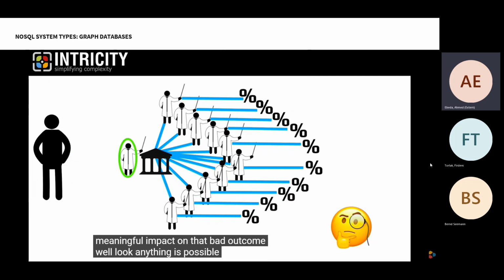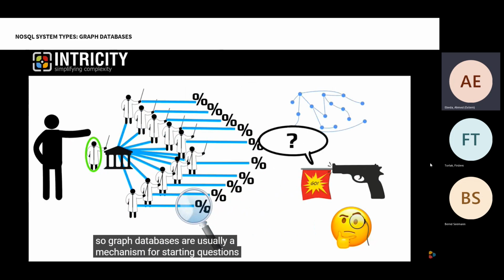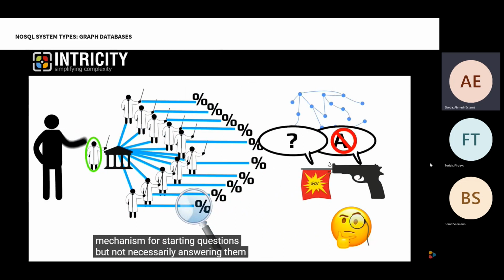Well, look, anything is possible. But we have to be a little more skeptical of such conspiratorial patterns. So graph databases are usually a mechanism for starting questions but not necessarily answering them.